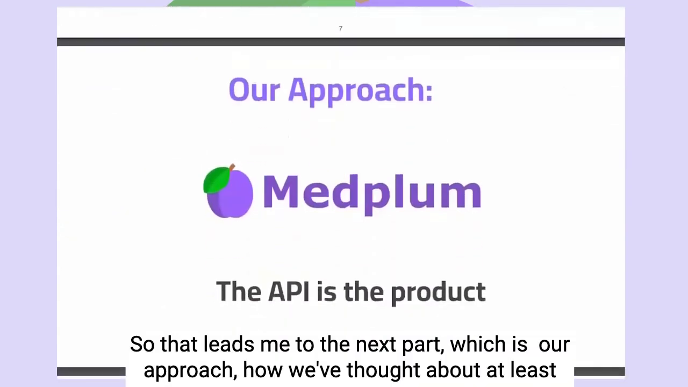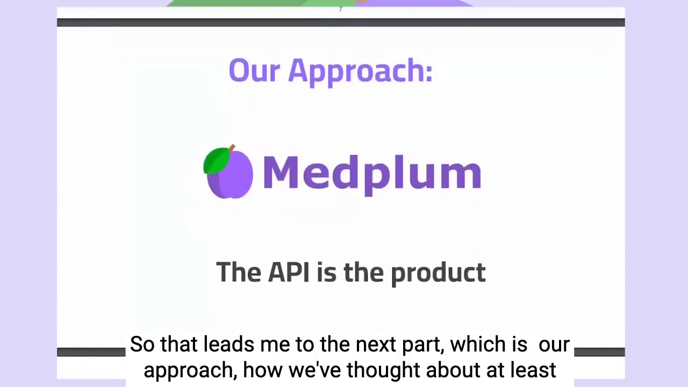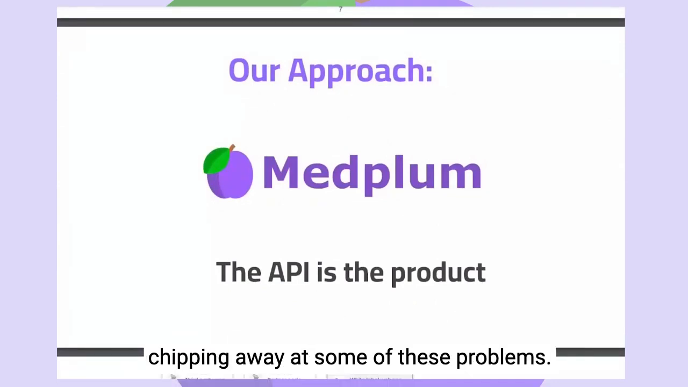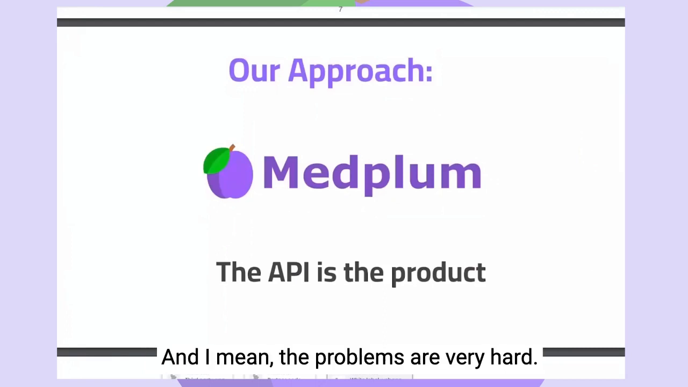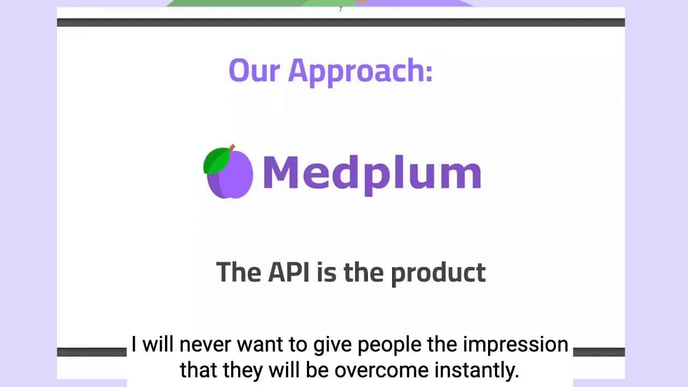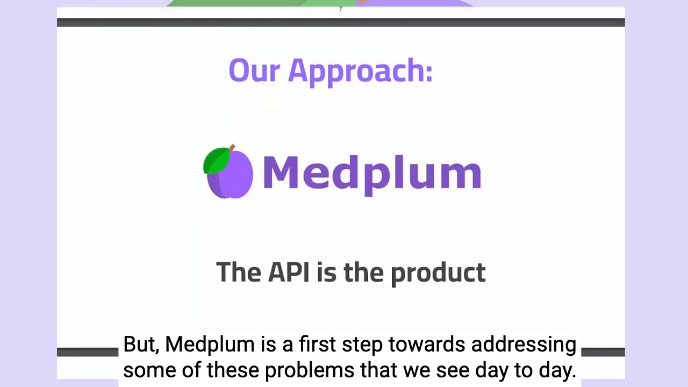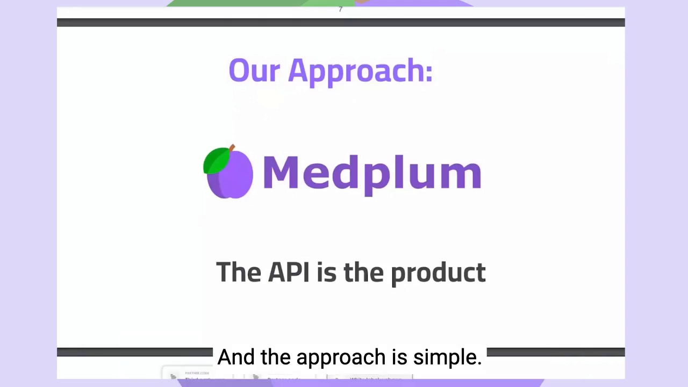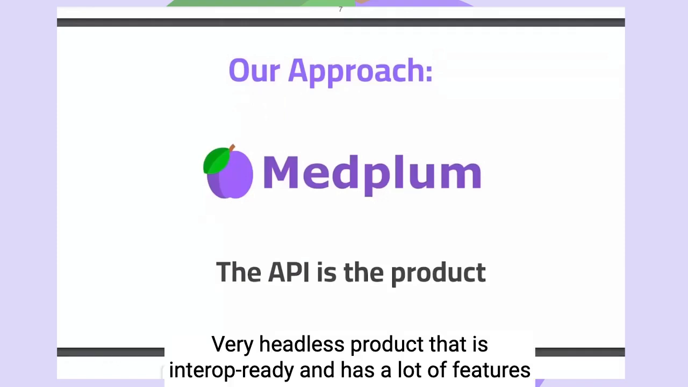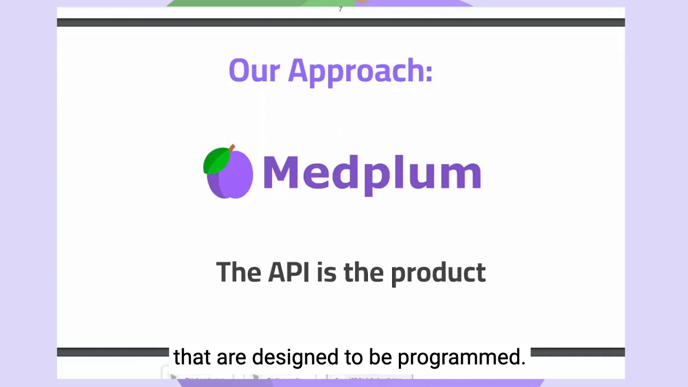So that leads me to the next part, which is our approach, how we've thought about at least chipping away at some of these problems. And the problems are very hard. I will never want to give people the impression that they will be overcome instantly, but Medplum is a first step towards addressing some of these problems that we see day to day. And the approach is simple. The API is the product. This is a very headless product that is interop ready and has a lot of features that are designed to be programmed.